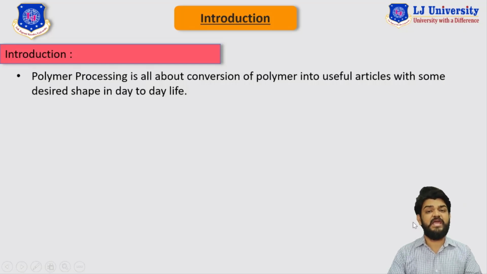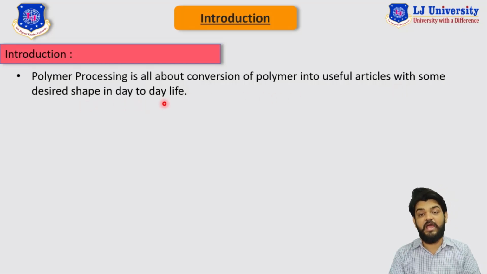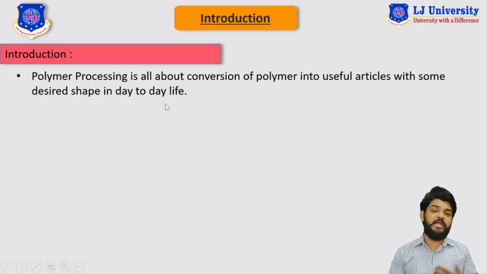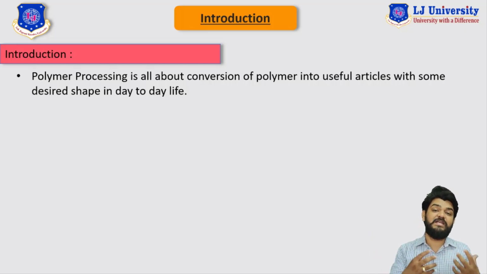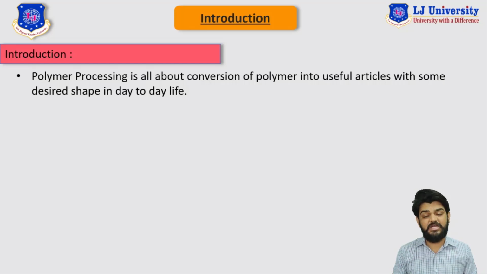As you can see here on the screen, polymer processing is all about the conversion of the polymer into a useful article with some desirable shape in day-to-day life. So to use our polymer in day-to-day life, the polymer needs to be arranged or reshaped into a regular, or we can say desired, shape. This conversion of the raw polymer into a desired shape is known as polymer processing.